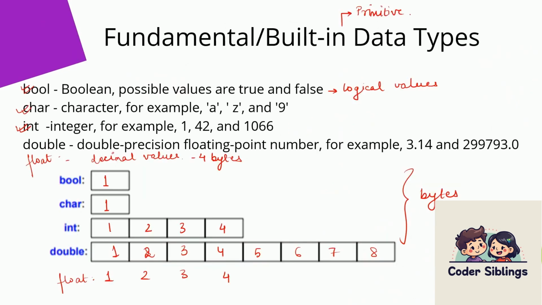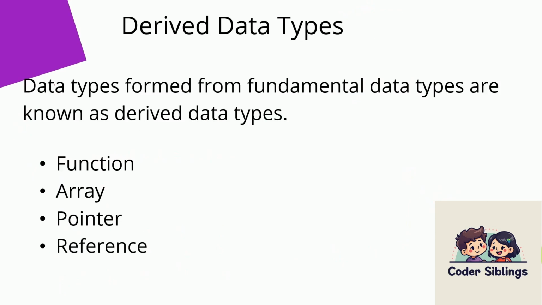So now, derived data types, as we've already discussed, these are formed from the fundamental data types and are hence known as derived data types. So we have function, array, pointers, and reference. All of these will be discussed in the further lectures as well. So we need not spend a lot of time here, but the only fact that we need to take care of is that these are derived data types and not primitive. They are derived from the fundamental data types and known as derived data types.